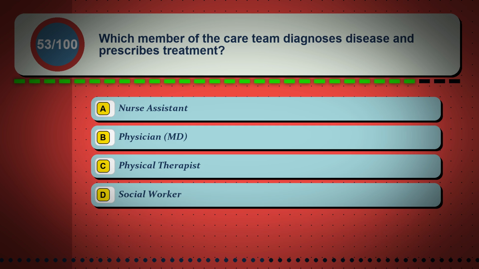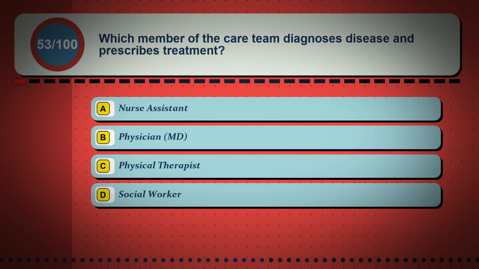Question 53. Which member of the care team diagnoses disease and prescribes treatment? Option A, a nurse assistant. Option B, physician, MD. Option C, a physical therapist. Option D, social worker.